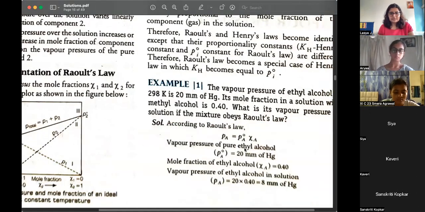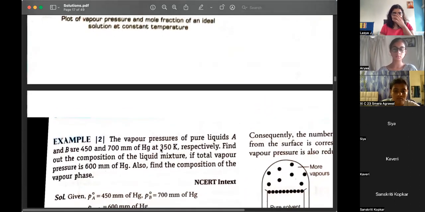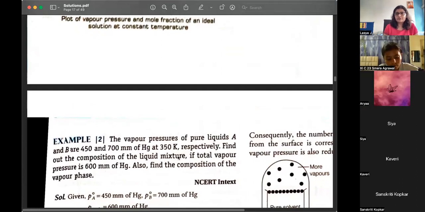Right. See if there's another question. Oh, nice. NCERT type question. The vapor pressures of pure liquids A and B are 450 and 700 mmHg at this temperature. Find out the composition of the liquid mixture. That means we don't know the mole fraction, we don't know the concentration. If the total vapor pressure is this, so we have P total. First finish till here, and if you can, then do the composition in the vapor phase. Otherwise finish till here, then we'll discuss this.